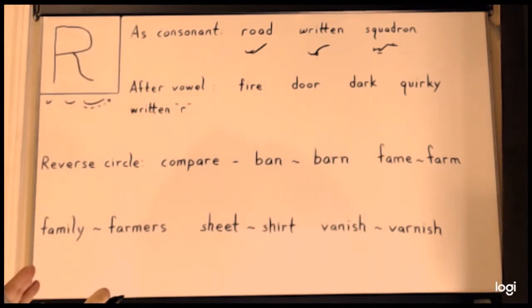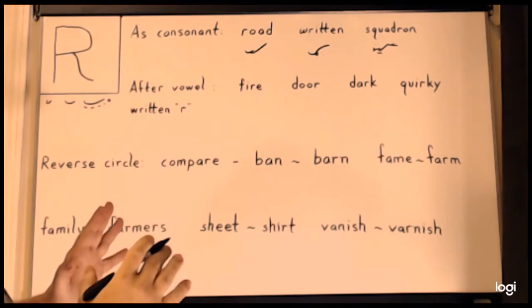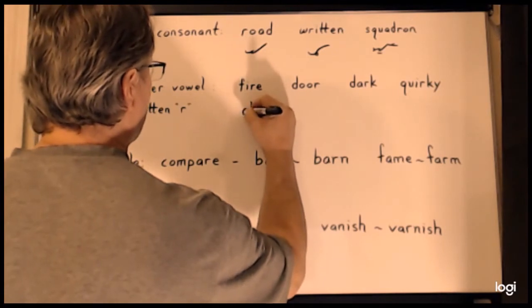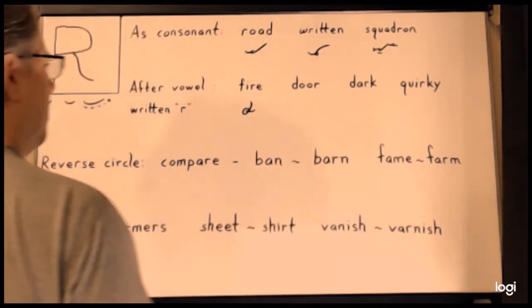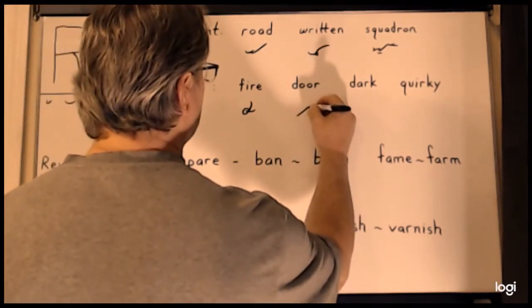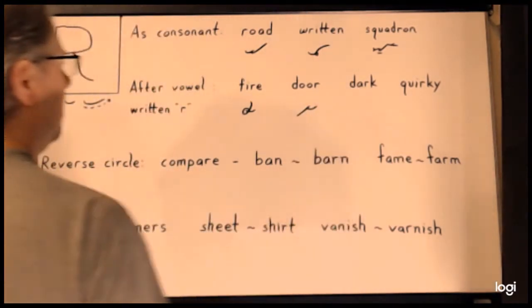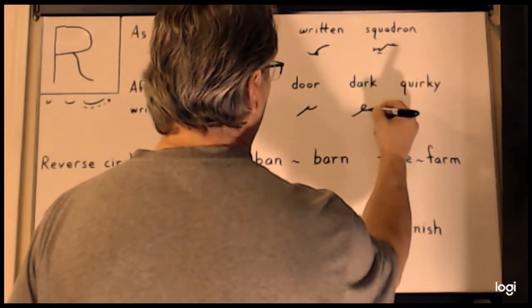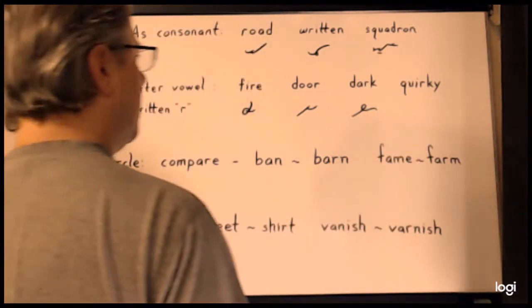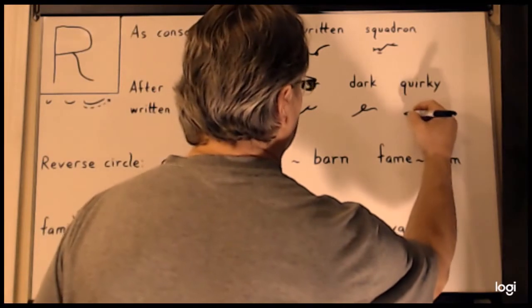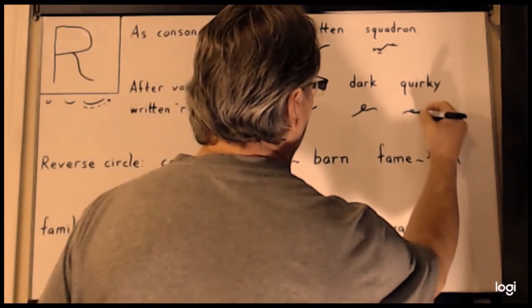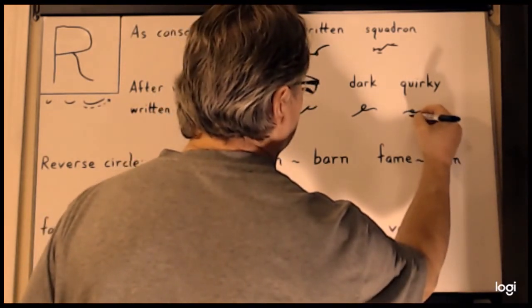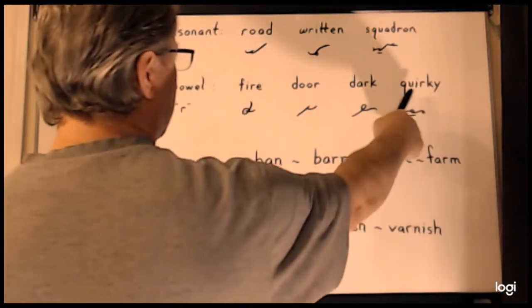Now after a vowel, we'll write the R, and words like fire, which is F, long I, R. For door, write D, O on its side, R. For dark, D, A, R, and K. And then for the word quirky, it's going to be K, I, R, K, E, representing the Y, and a dash under the vowel for the KW sound in quirky.